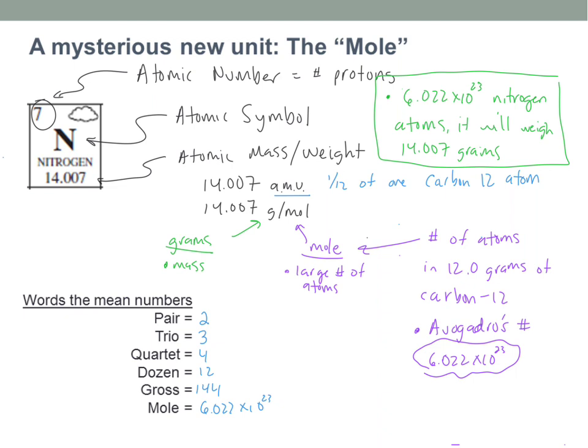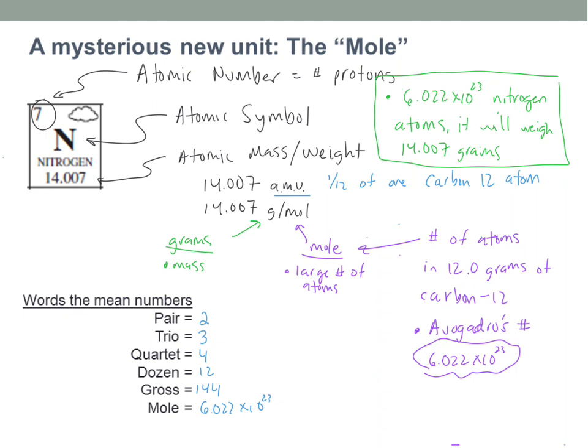And that's what the periodic table is telling you about all of the elements. That atomic mass, that atomic weight for every single element, that is how much 6.022 times 10 to the 23rd atoms of that particular element would weigh. And that's all the mole is really talking about. It's just a giant number, again, like a dozen, like a pair. It just is a word that means a whole bunch of stuff.